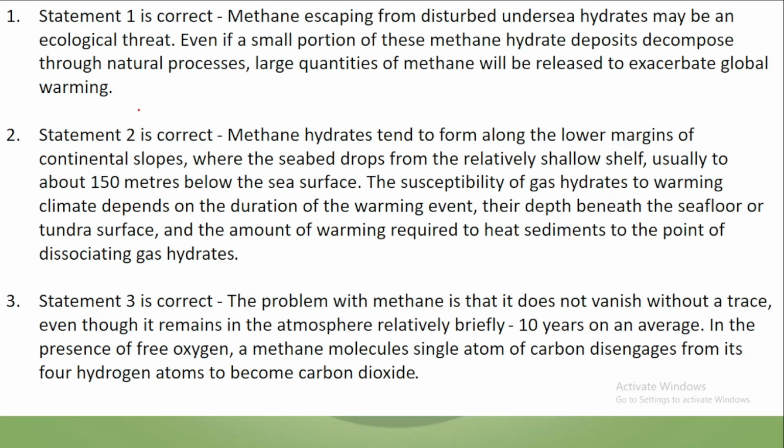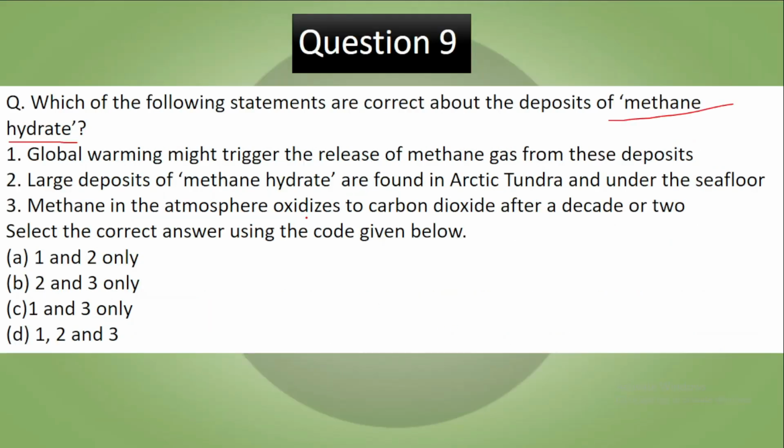So your correct answer to this is statement 1 is correct, statement 2 is also correct, and statement 3 is also correct. The problem with methane is that it does not vanish without a trace, even though it remains in the atmosphere relatively briefly, 10 years on an average. In presence of oxygen, methane molecules, the single carbon atom, disengages from its 4 hydrogen atoms to become carbon dioxide. So methane can convert into carbon dioxide. And all these 3 are also correct about the methane hydrate. So your correct answer is D.